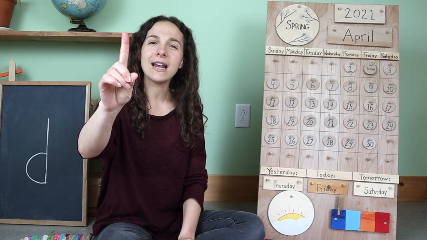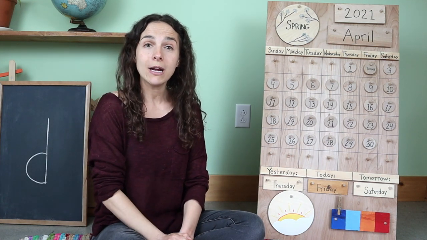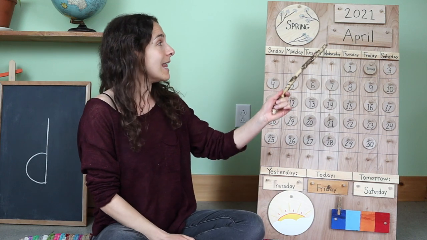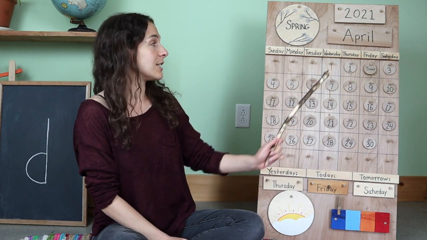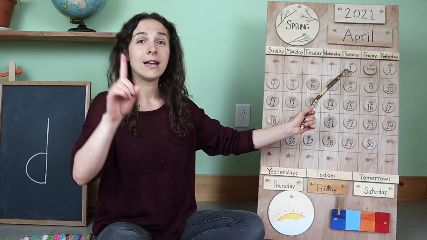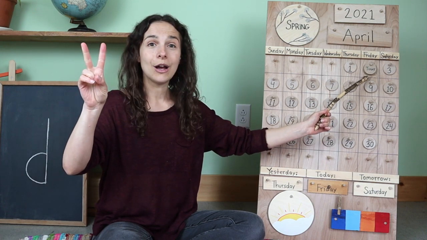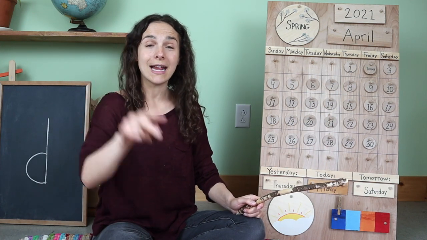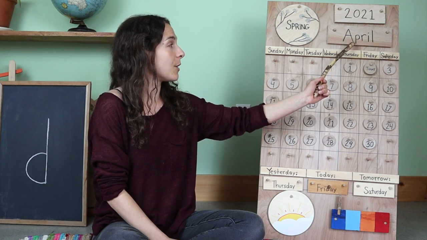Okay, friends, let me see those counting fingers like this. Let's give them a little stretch to warm them up, because we are going to count the days that we've had in the month of April. So let's start at the number 1. 2. We have only had 2 days in the month of April.